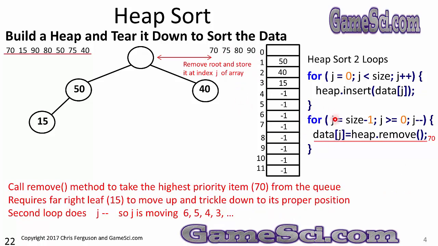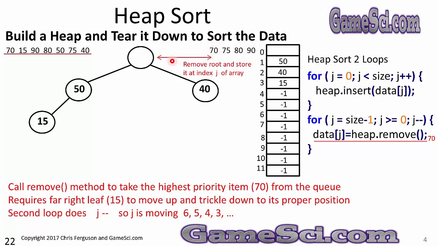We're still spinning in this loop and calling remove. Call remove method to take the highest priority item, 70, from the queue. Requires the far right leaf, 15, to move up and trickle down to its proper position. Remember, the second loop does a j minus minus. So j is moving 6, 5, 4, 3. 70, when it gets finished being removed, will go in position j of the sorted array.